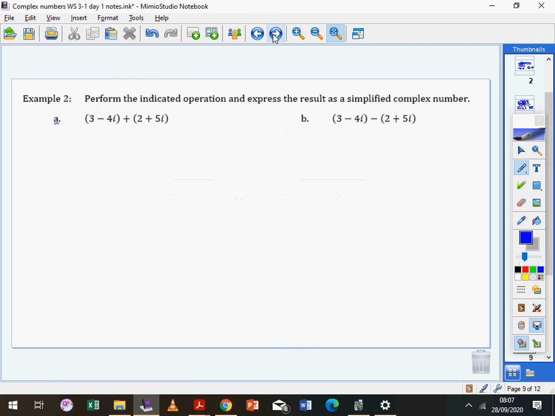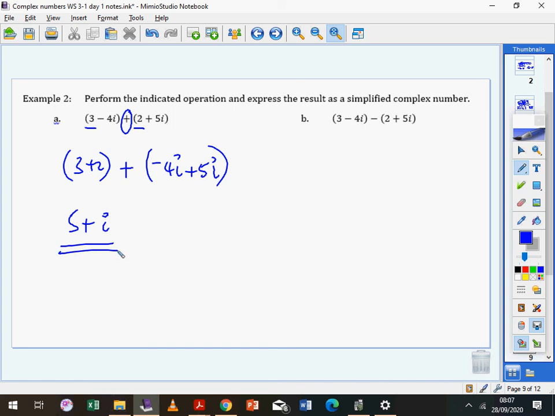Some examples, if I want to perform the operations indicated. So here, the real parts are 3 and 2. I'm going to add, because the operation in the middle is addition. I'm going to add 3 plus 2, and then I'm also going to add negative 4i plus 5i. So 3 plus 2 is 5, and negative 4i plus 5i is just i. So my new complex number is 5 plus i.